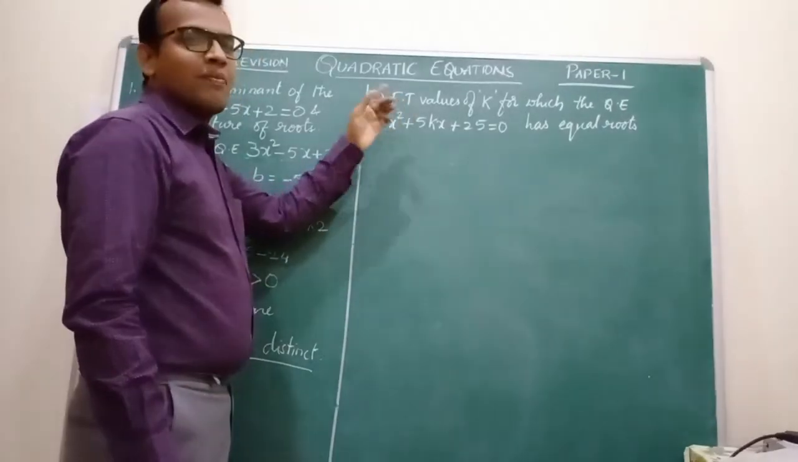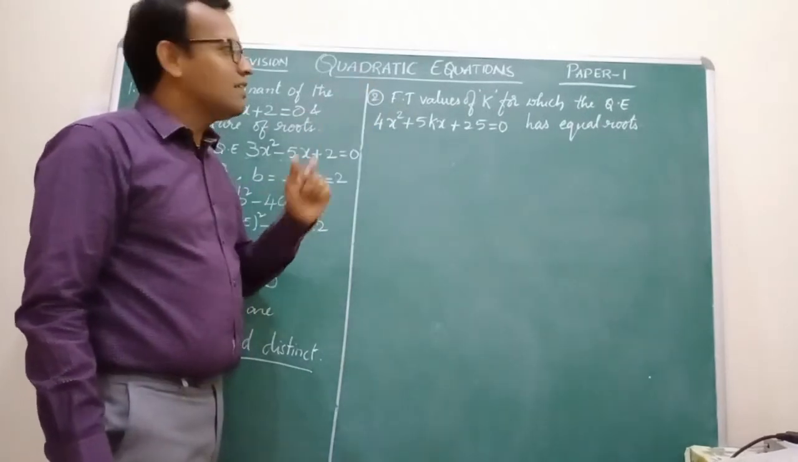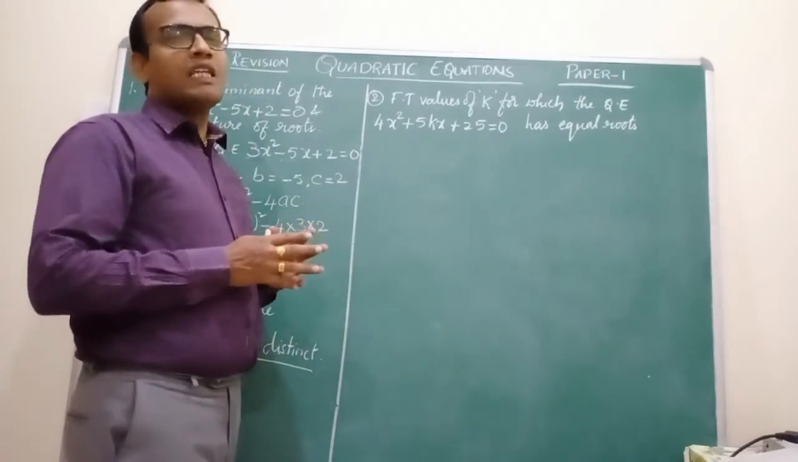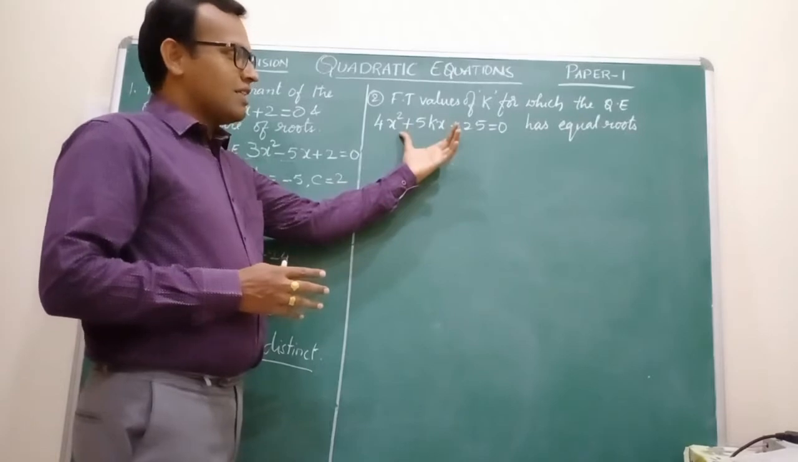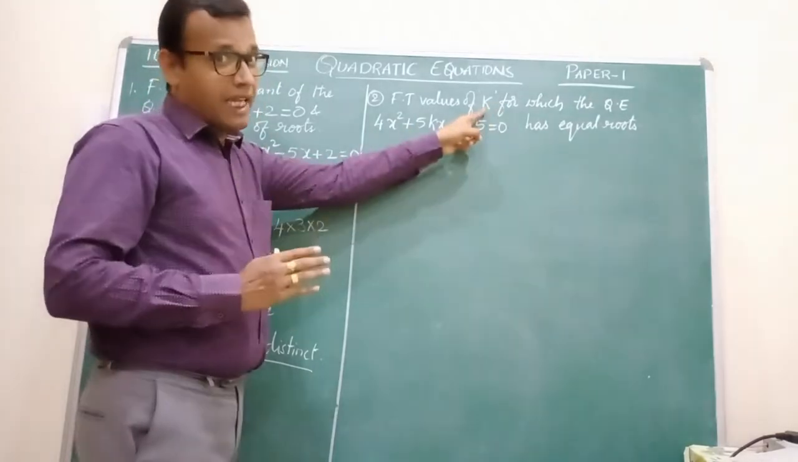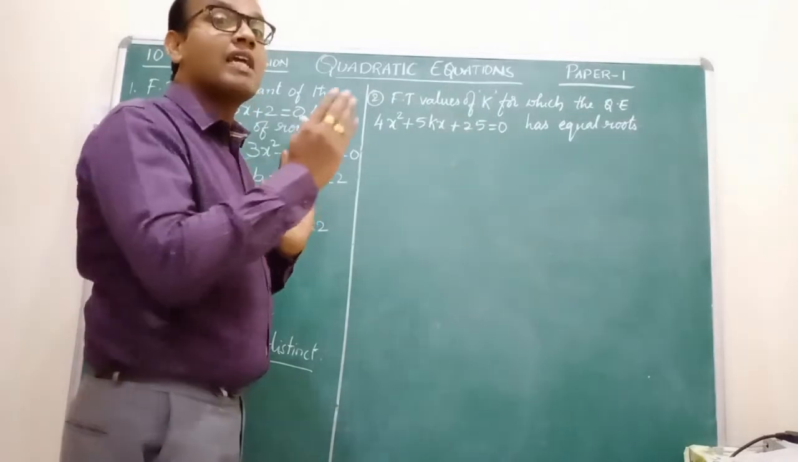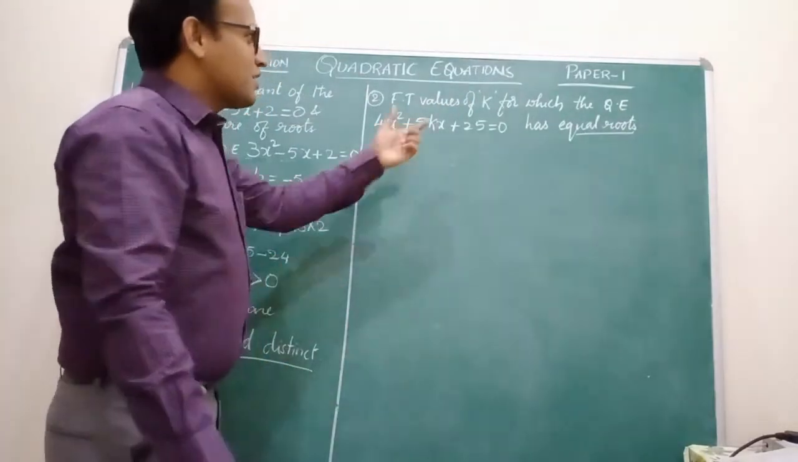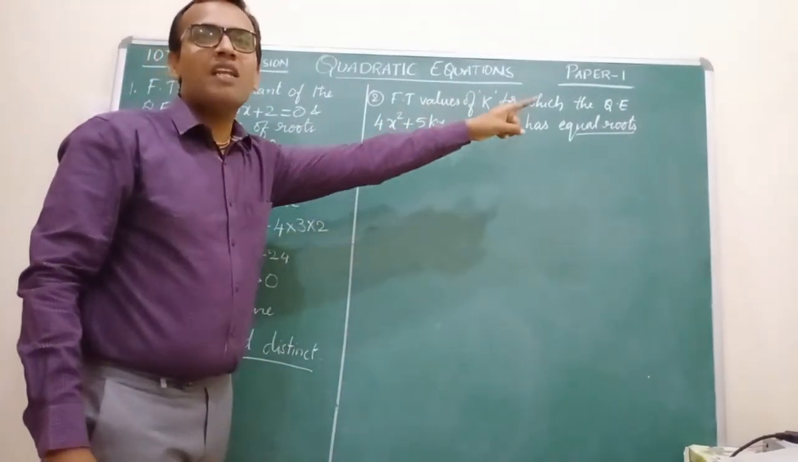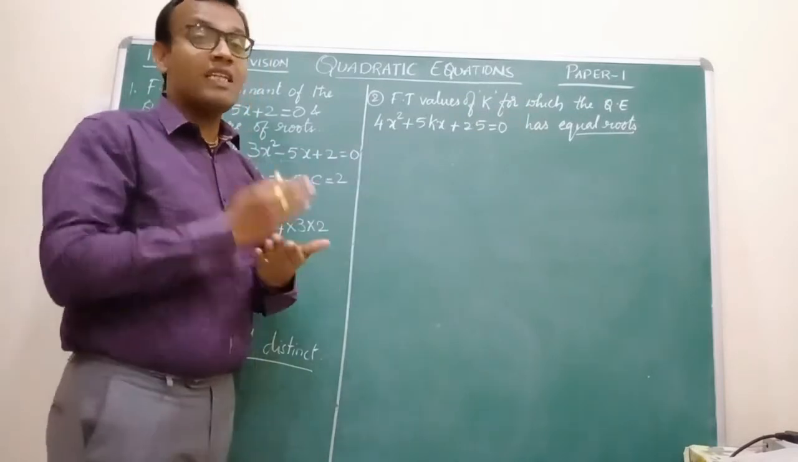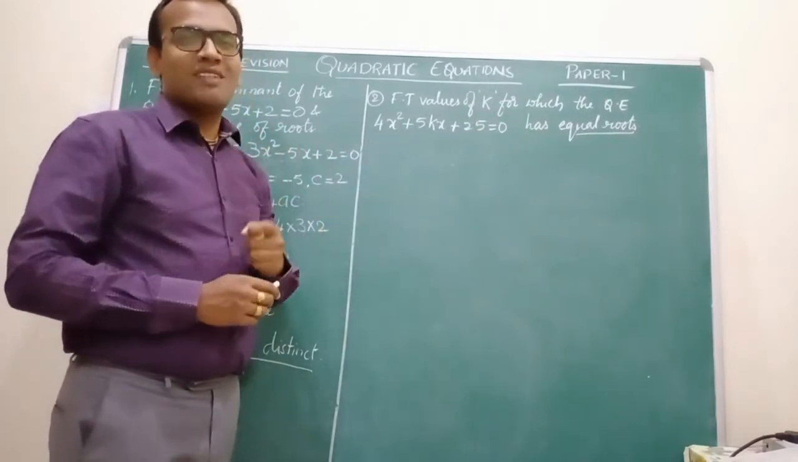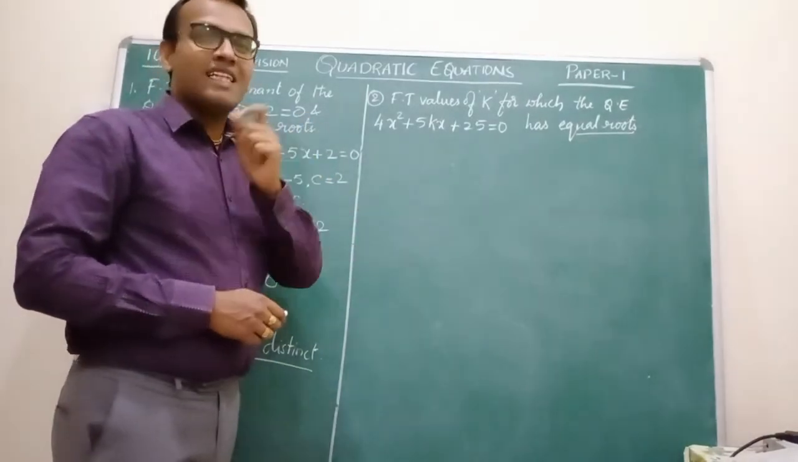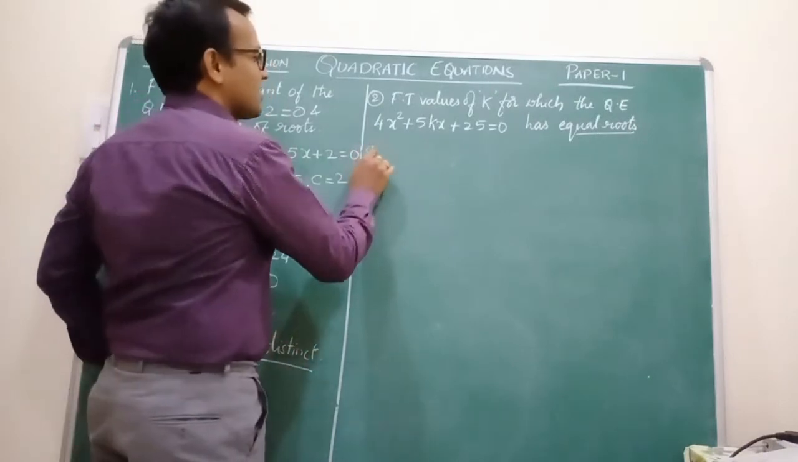So children, our second question from this chapter: find the values of k for which the quadratic equation has equal roots. He is giving one quadratic equation and asking us to find the value of k, with a hint: the equation has equal roots. When can the roots be equal? When the discriminant is equal to 0, the roots are equal. That condition we are using now. So let us solve this one.